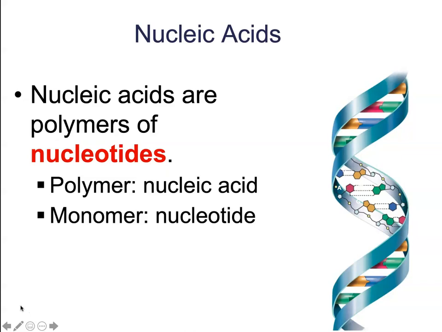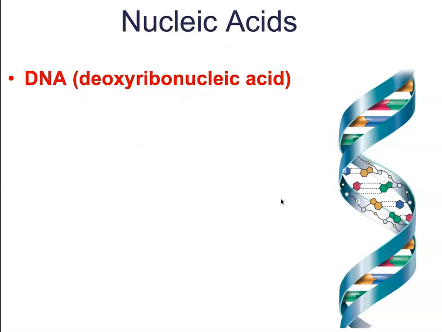Shown over here is going to be a sample of DNA. DNA is just one type of nucleic acid. It's going to store information for replication and protein synthesis. And we're going to talk about some of the different forms of nucleic acids. Over here, like I said before, is deoxyribonucleic acid, otherwise known as DNA.